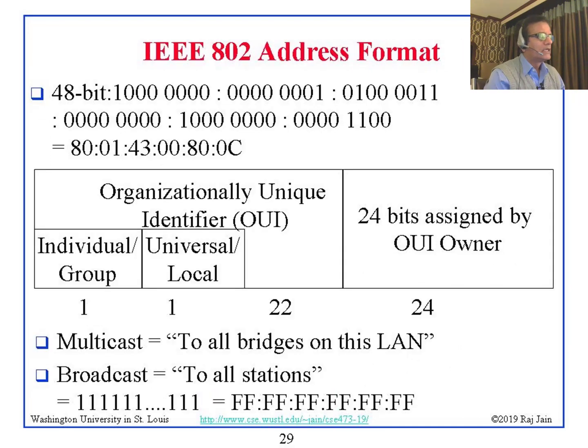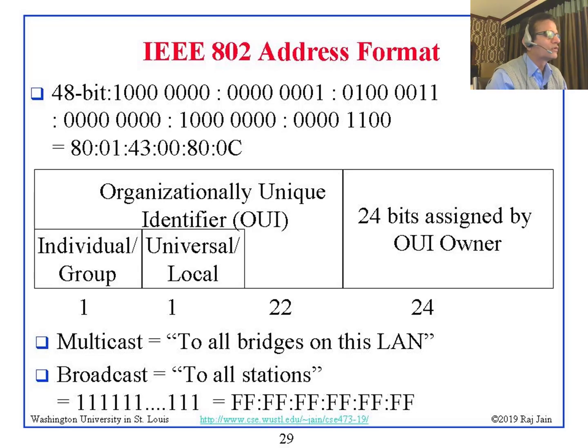All right. So the next important thing to know is 802 addresses, how they are written. 802 addresses are 48 bits long. They are always written in binary and hex. Binary is written on the top here in this slide, and hex is written in the next line.